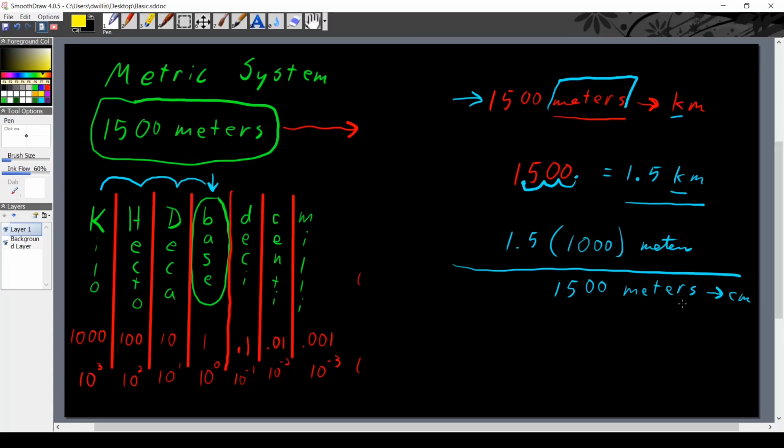So I want to go from 1,500 meters. Again, meters is going to be my base unit, so I'm starting off right there, and I'd like to go to centi. And so I'm going to look and I'm going to say, well, that's 2 hops to the right. So I will take my 1,500 and the decimal that I know is there, and I will hop it 1, 2 spots to the right, and then I'll fill in those spots with 0 placeholders.